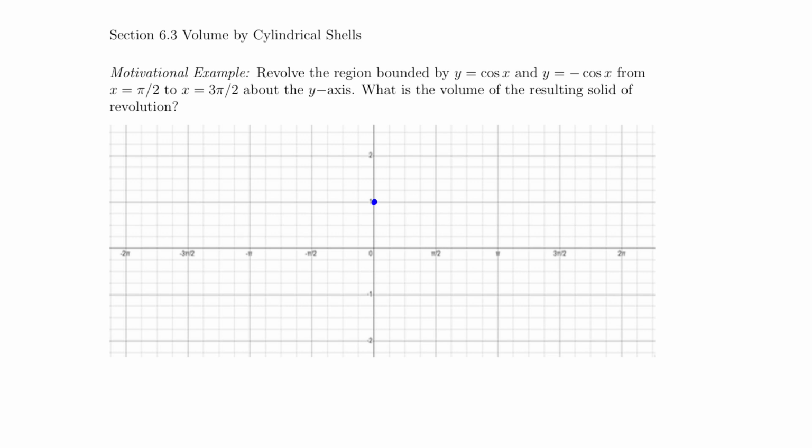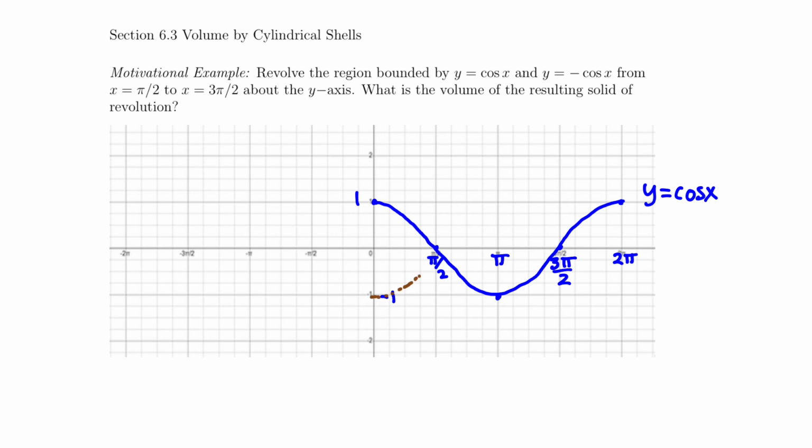Cosine starts high. At pi over 2, it hits the axis. At pi, it comes down to -1. At 3 pi over 2, it hits the axis again. And at 2 pi, it goes up to 1. So this is what cosine does. Negative cosine x is simply a reflection in the x-axis, so it does the exact opposite.